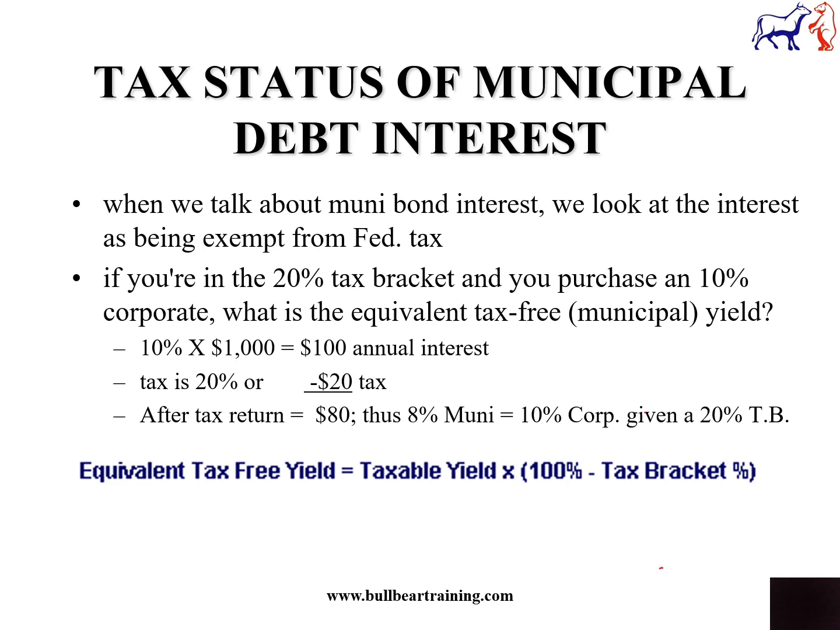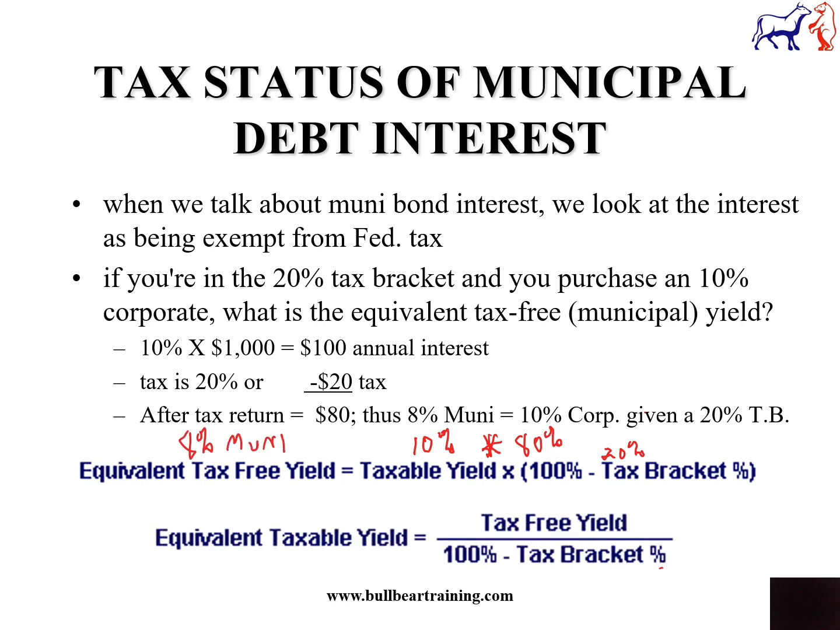So that's the tax-free yield. And putting in the numbers, your taxable yield being 10%, your tax bracket being 20%. If you multiply 10% times 80%, that's going to prove buying an 8% muni is the same thing as buying a 10% corporate, again, given that you're in the 20% tax bracket.